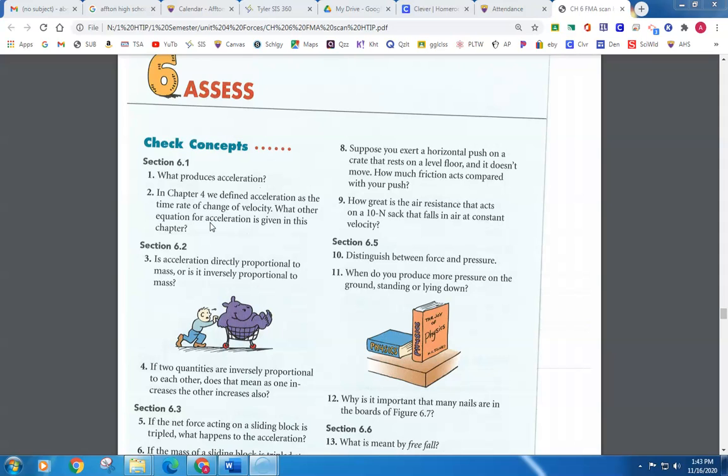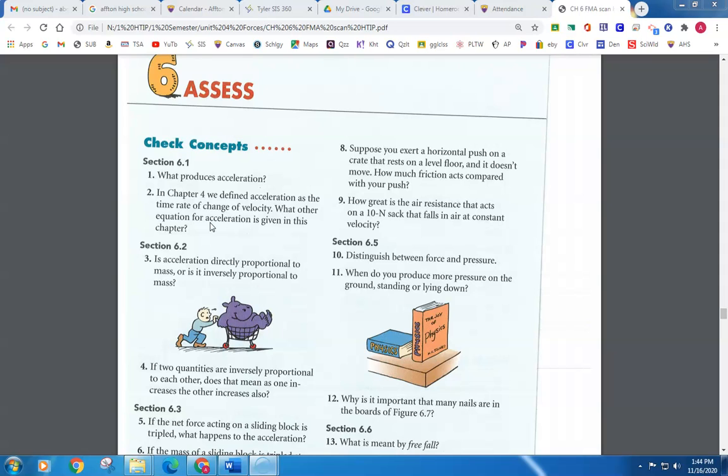Question 5, if the net force acting on a sliding block is tripled, what happens to the acceleration? The acceleration also triples. Number 6, if the mass of a sliding block is tripled at the same time the net force is tripled, how does the resulting acceleration compare with the original? Well, triple the force and triple the mass means there'll be no net change in acceleration.